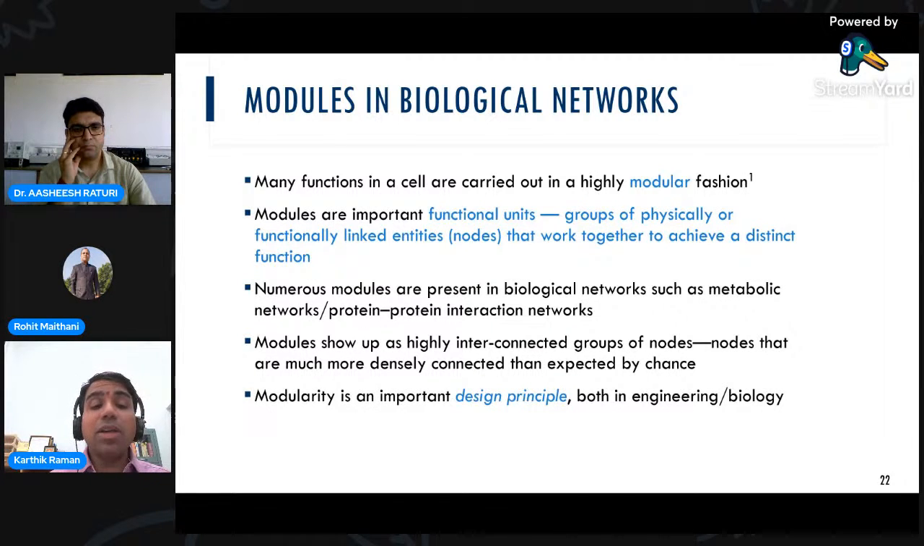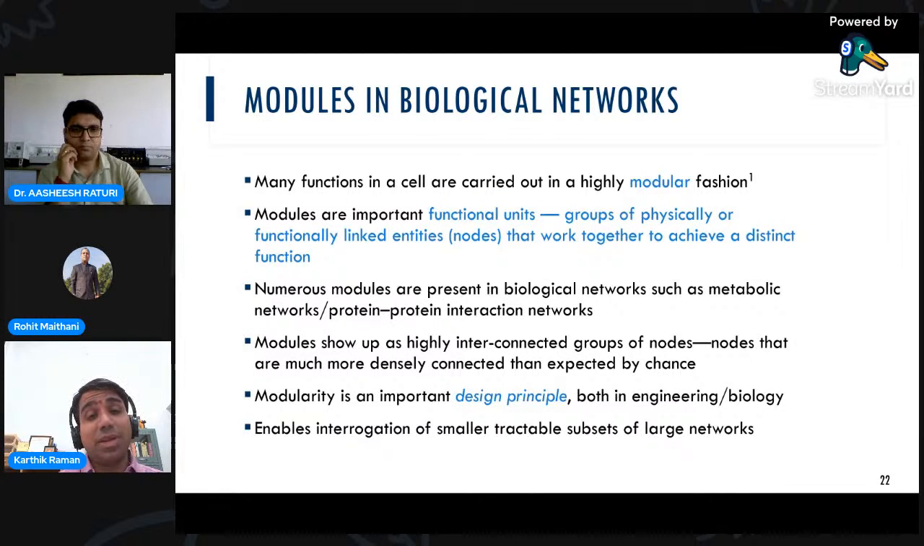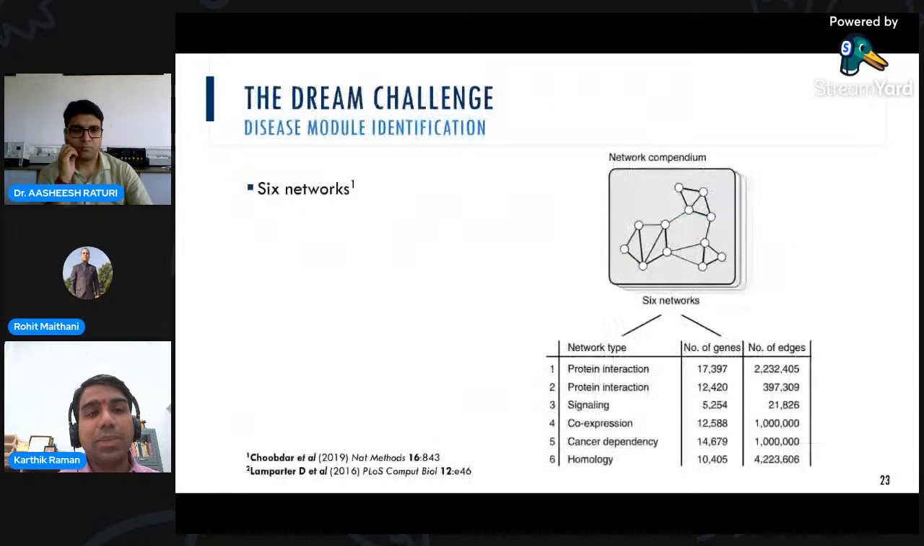Okay. And modularity itself is a very interesting design principle in both engineering and biology. You see that there is always some level of modularity that's built into engineering systems, and it is very widely prevalent in biological systems. So how do you go about module detection in biology? And I'll talk about a particular challenge that we participated in. It's a very interesting problem.